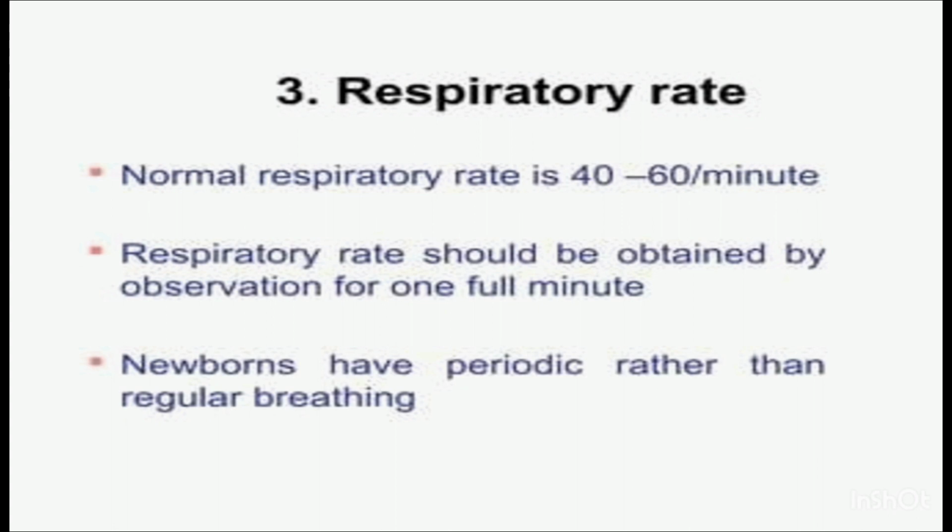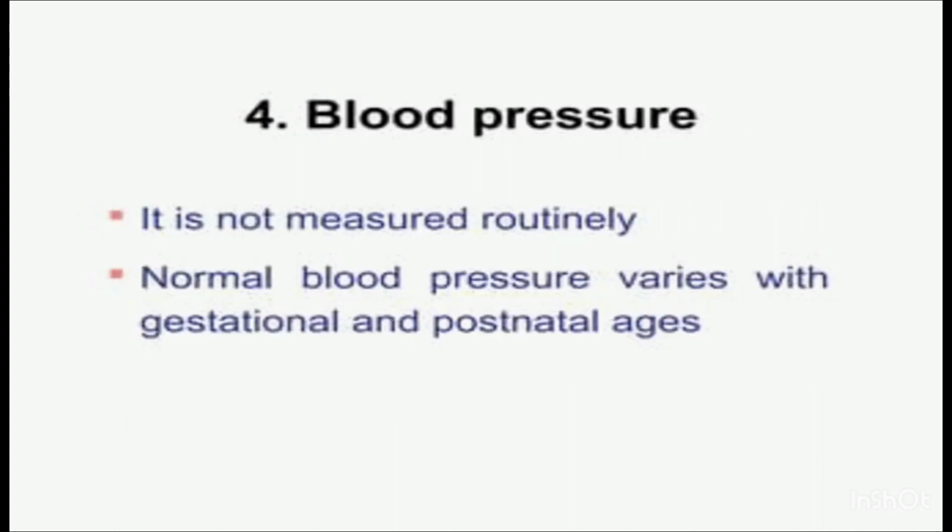After the heart rate, count the respiratory rate. Normal respiratory rate is 40 to 60 breaths per minute. Respiratory rate should be obtained by observation for 1 full minute. It should not be less than that, because newborns have periodic rather than regular breathing. Blood pressure is not measured routinely in newborns. Normal blood pressure varies with gestational age and postnatal age.